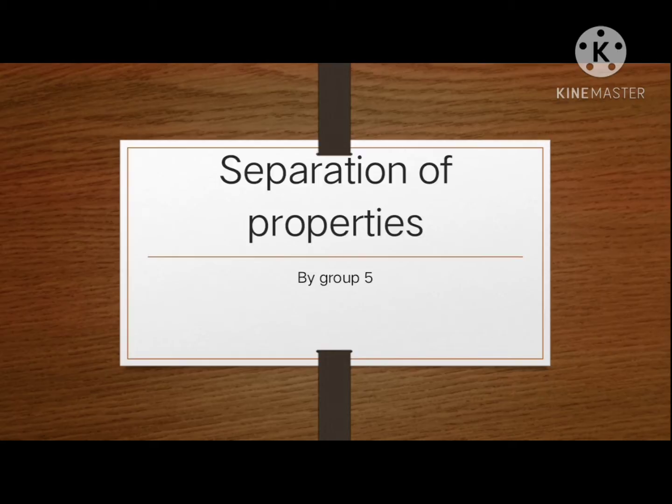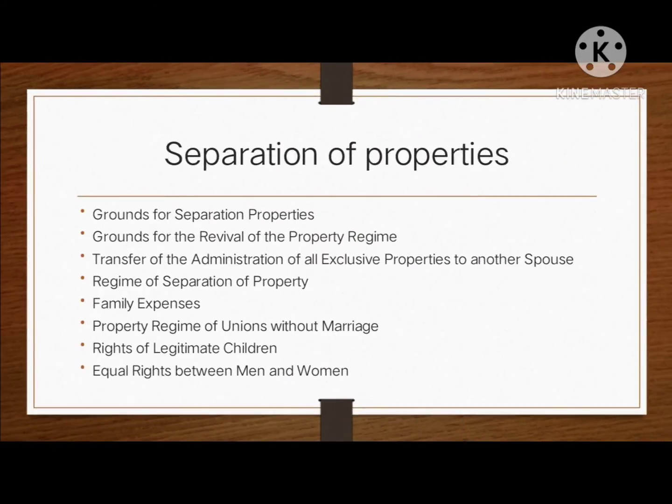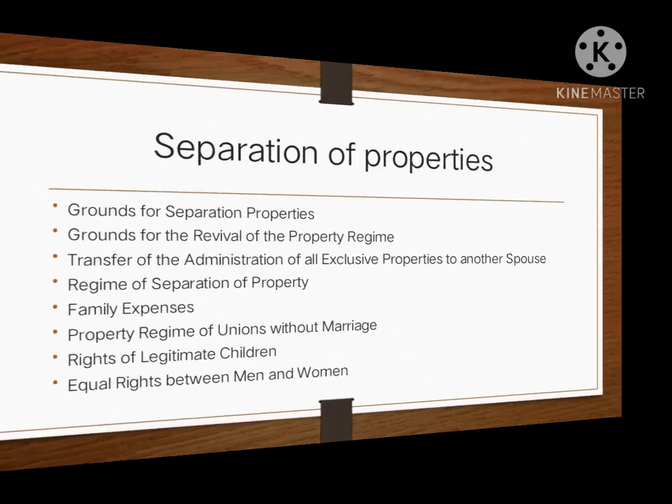Our topic is all about the separation of properties. Under the separation of properties, we have 8 subtopics. We have the grounds for separation of properties, grounds for the survival of the property regime, transfer of the administration of all exclusive properties to another spouse, regime of separation of property, family expenses, property regime of unions without marriage, rights of legitimate children, equal rights between men and women.